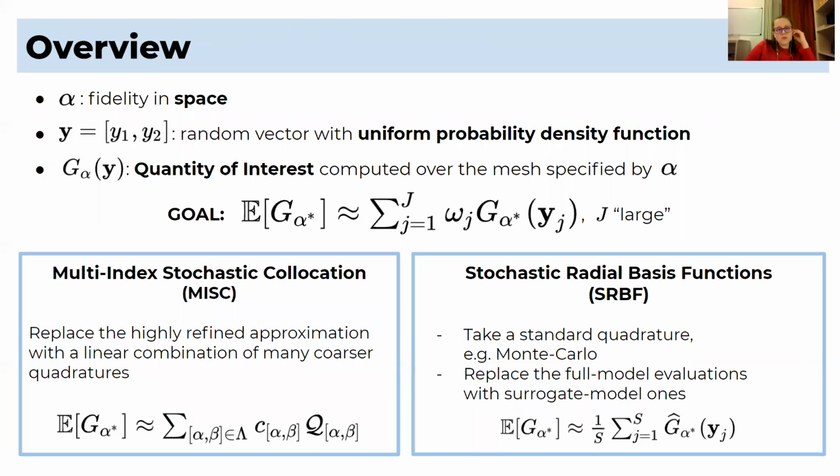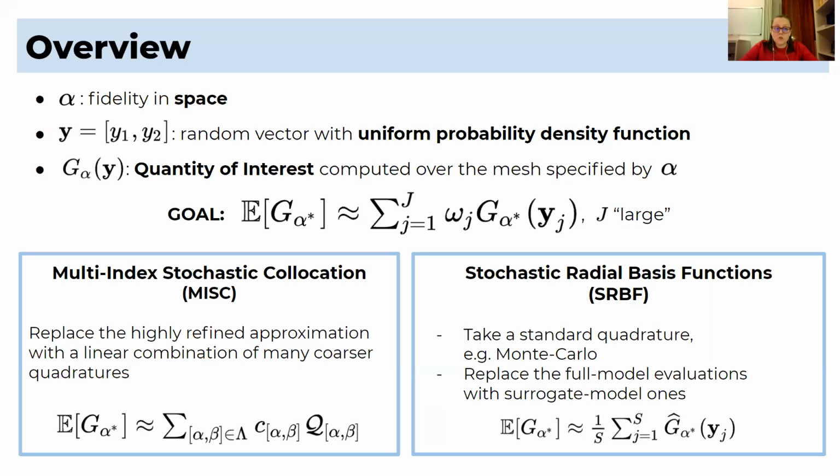The first thing I want to say is that with alpha, in this talk, we will always refer to the fidelity in space. So alpha takes the value 1, 2, 3, 4 for the 4 fidelities. And as I've said, we also have 2 random parameters, and we collect them in a random vector, and we assume a uniform distribution for them. As quantity of interest, we are looking at the resistance of the ferry to the advancement.